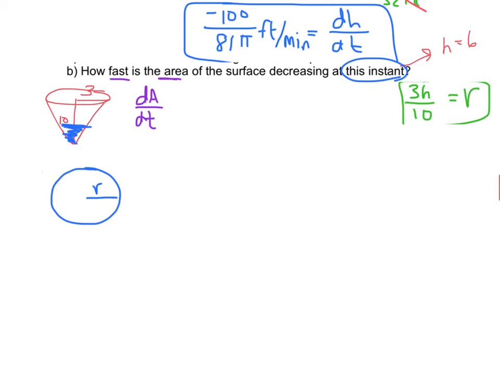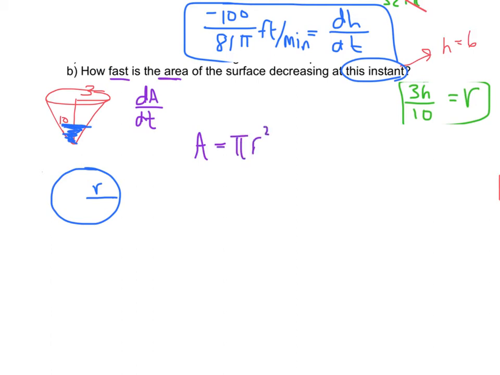All right, well, if I take a look at the formula for the area of a circle, because that's what I'm talking about, how fast is the area of this circle decreasing at this instant, because as the water goes down, that circle gets smaller and smaller and smaller in that cone. So the formula for area, of course, is pi r squared.